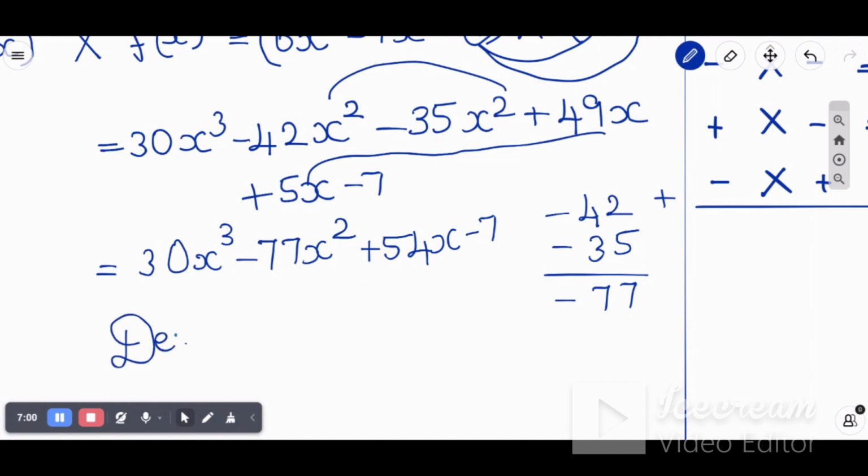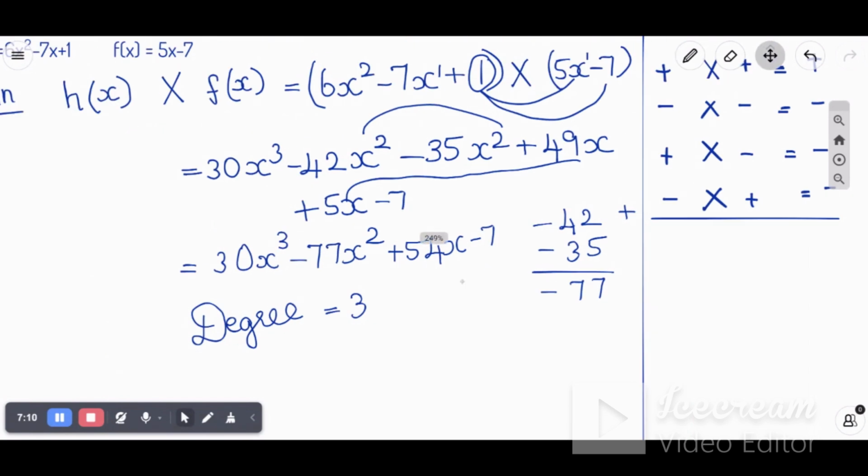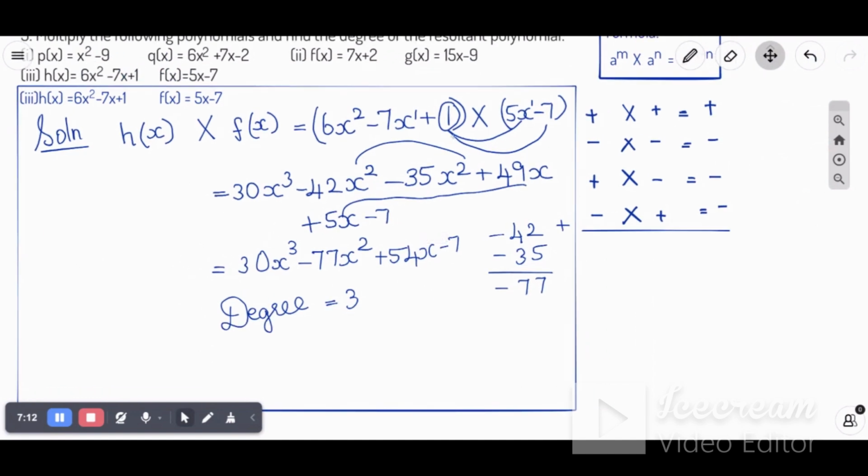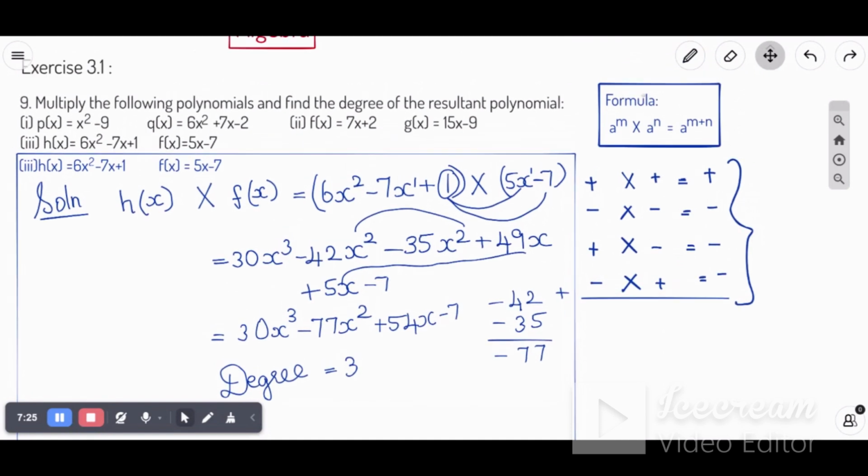Now the final step will be, you have to write your degree. So what is the degree here? Yes, 3. Because 3 is the highest, put the degree here. So you have got the answers. So please be very careful when you do the multiplication. Let's go for one more step also. So these are the things you have to remember very well over here: this minus and plus multiplications, and one more thing is this formula, whichever you have got here.